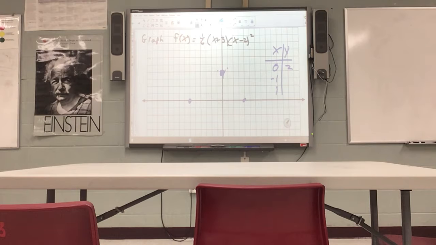Let me get my -1 set up. 1/6 times -1 plus 3 times -1 minus 2 squared. So that's 1/6, -1 plus 3 is 2, -1 minus 2 is -3, and -3 squared is 9. So I'm going to work backwards on this. 2 times 9 is 18, and 18 times 6 is 3. So I'm going to go left 1 and up 1, 2, 3. 1, 2, 3, right there by my square.